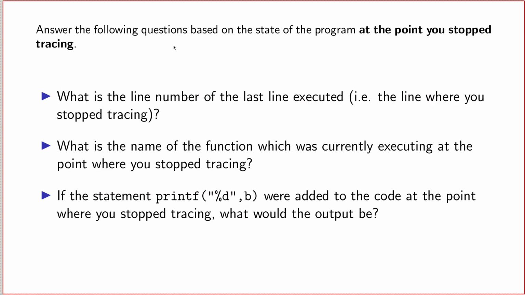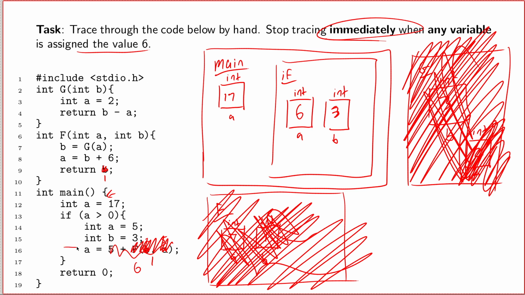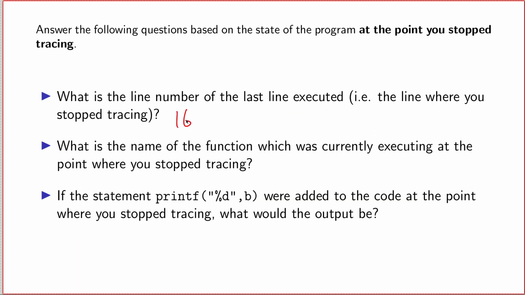Okay, what is the line number of the last line executed? That is to say, the line where you stop tracing, the assignment statement that caused the condition to be met. Well, here, I was sitting on line number 16. So the correct answer for this is I stopped at line number 16.